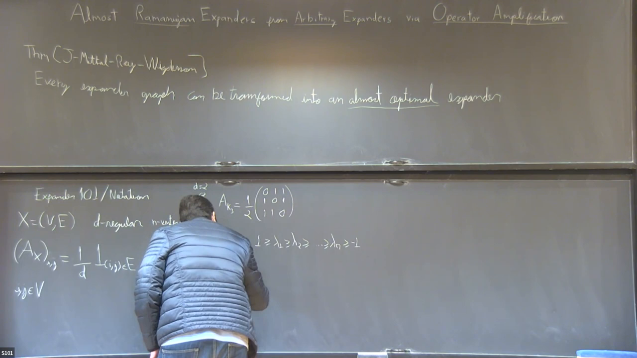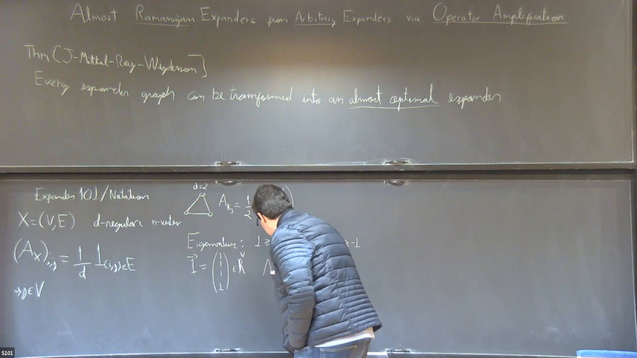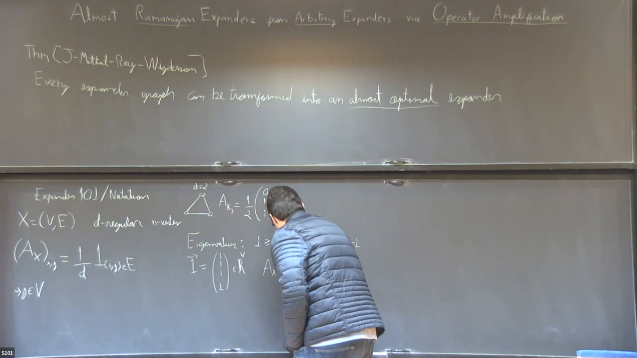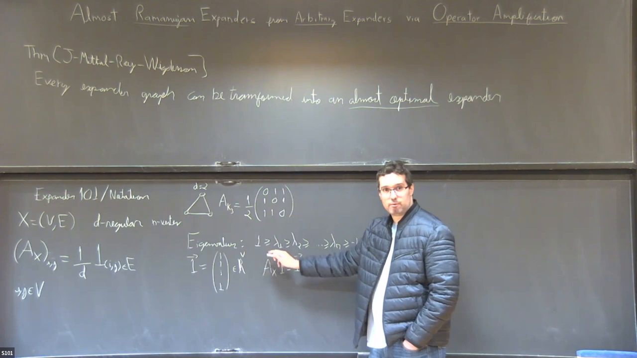This is a vector in R^n. When you take a normalized adjacency matrix of a graph and apply it to the all ones vector, we recover the all ones vector. So it's telling us that lambda one is equal to one. We always have this equality.